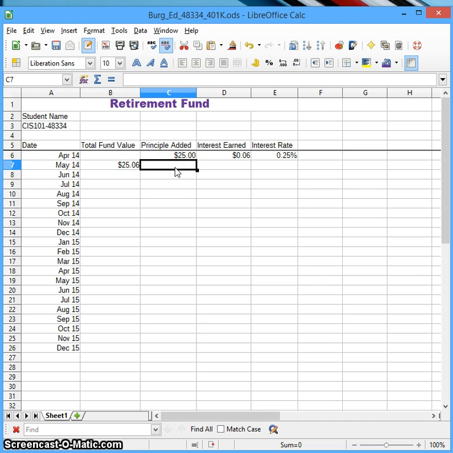Each month we're going to add another $25, but my instructions said to use relative formulas, not numbers. So that means that this is not 25, it's equal to what we put in last month, which is C6. Same thing for the interest rate.